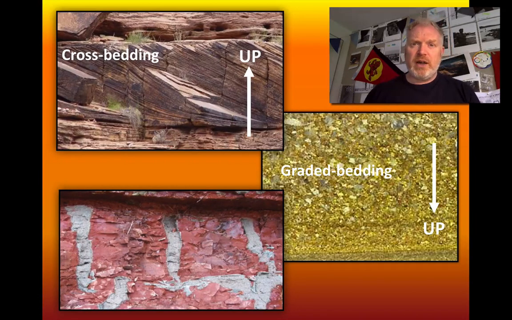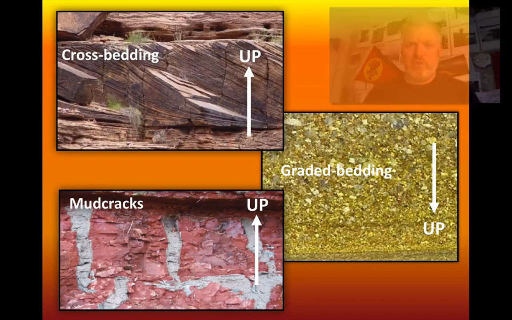The final structure we have here are mud cracks. These form on the top surface of muddy deposits that dry out. The mud shrinks and cracks and then fills up with whatever sediment comes afterwards, which you can see happening here. These mud cracks get narrow as they go down so that we can tell these particular rocks are the right way up.